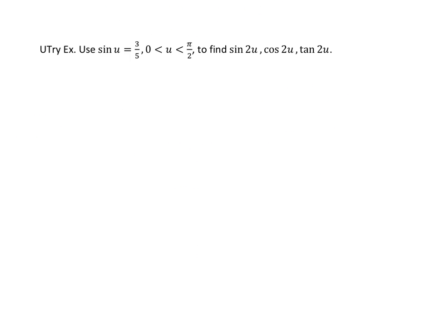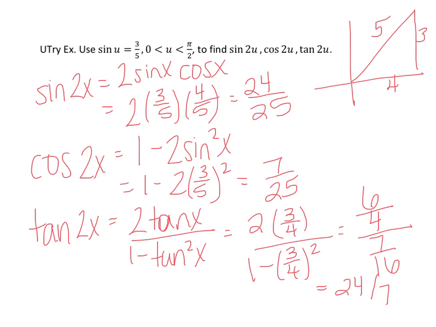Okay, identify what quadrant this is in, draw your triangle, then answer the 3 questions. Okay, here's the answer. We set up our triangle in quadrant 1. And here's your sine 2x, your cosine 2x, and your tangent 2x. For cosine 2x, I chose the last one. You can choose any one you want. You should come out with the same answer.